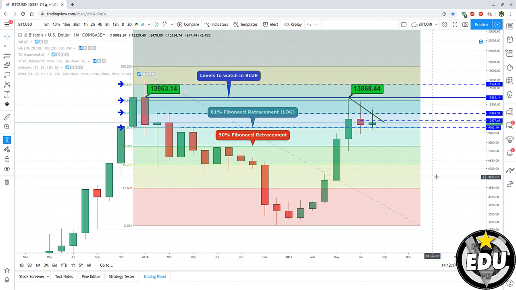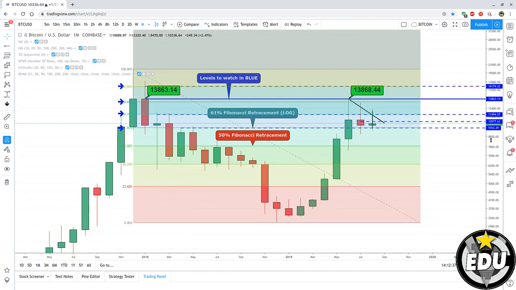I love Fibonacci on the daily, on the weekly, I mean on the higher time frames overall, because we have seen that there are some levels based on 2013, 2014, 2015 that match really well, especially when it comes to extensions. On the monthly here we have Coinbase.